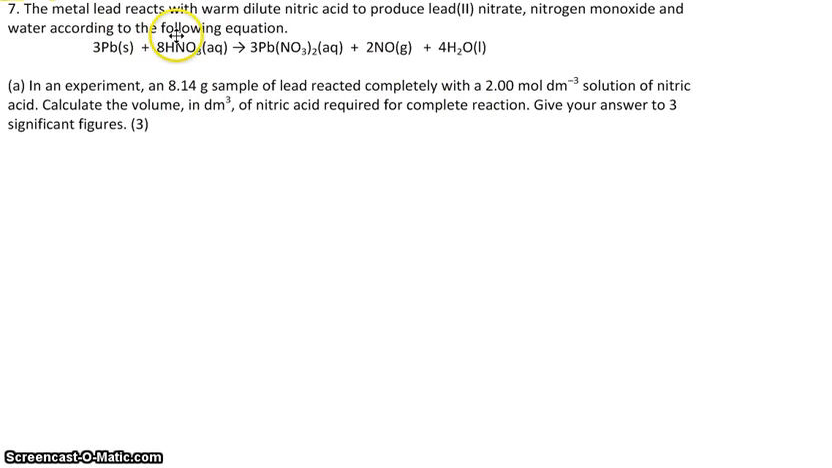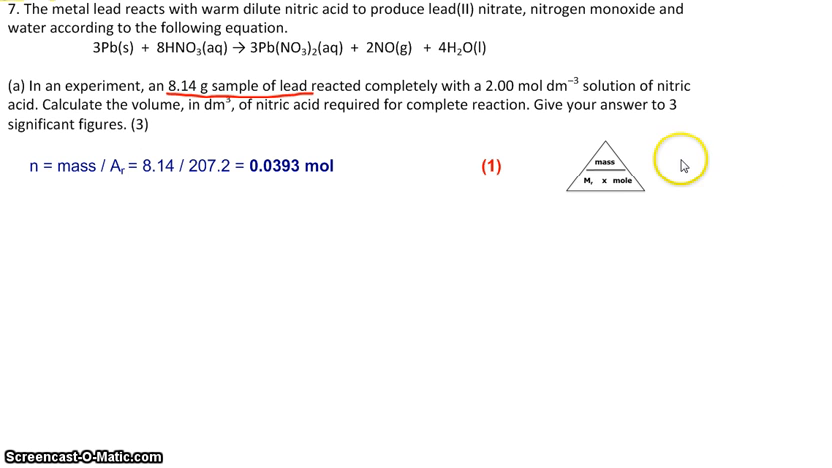We've got the reaction of lead with nitric acid here, and the information we have here is the mass of lead and the concentration of the acid. We need to work out the volume of the acid for complete reaction. So the first thing we need to do is work out the moles of lead. To do that, we're using this relationship again. Number of moles is mass divided by the relative atomic mass of lead. We'll look this relative atomic mass of lead up on our periodic table and get 0.0393 moles.